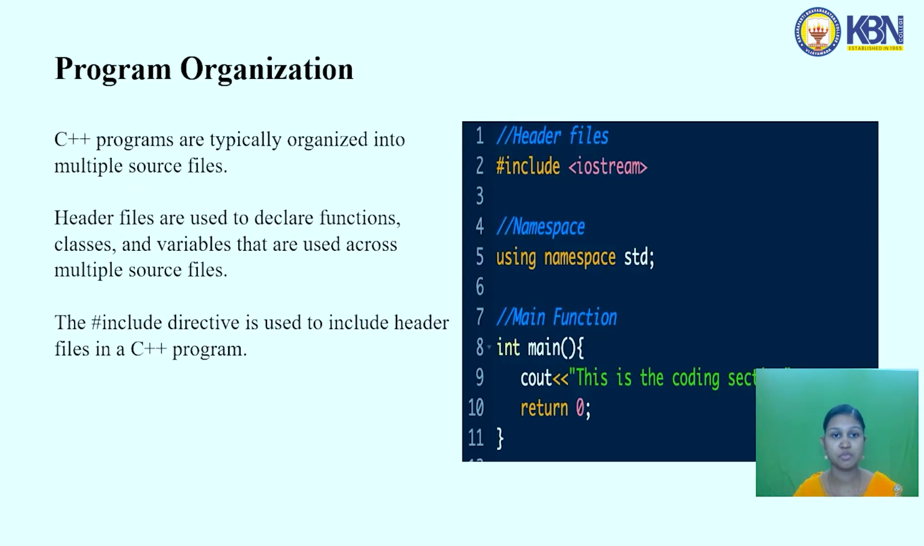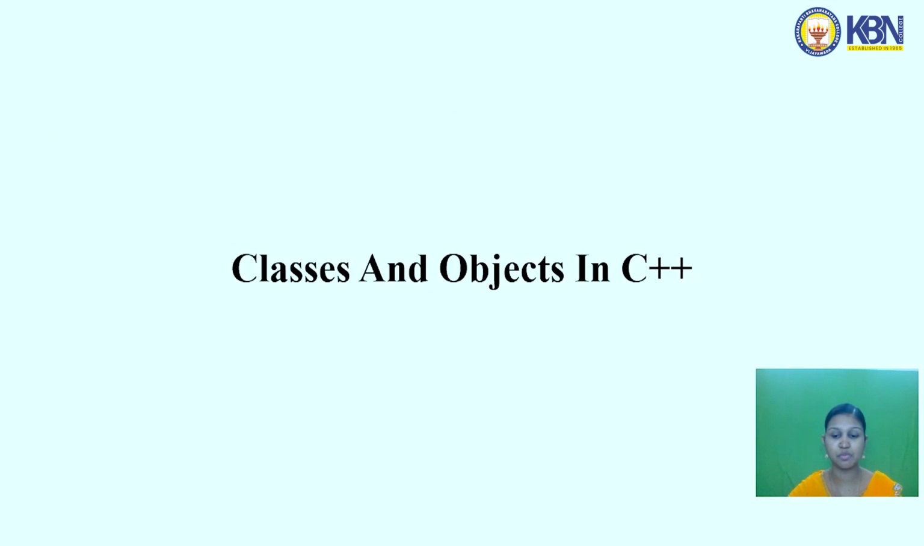How to organize the program? You can organize it into multiple source files. Header files are used to declare functions, classes and variables. They are used across multiple source files. The hash include directive is used to include files in a C++ program.